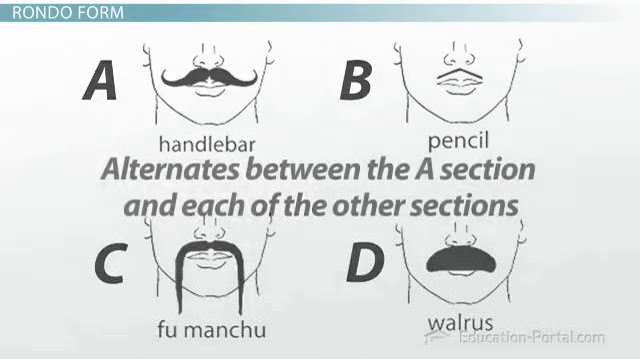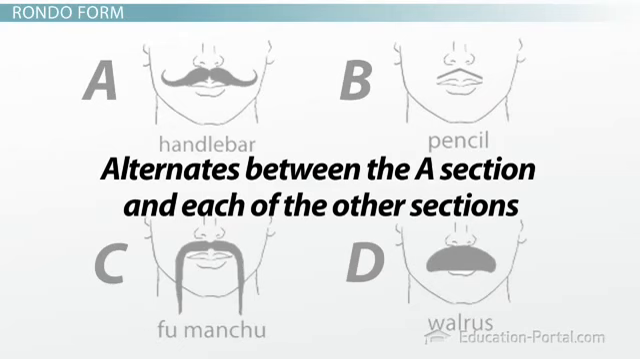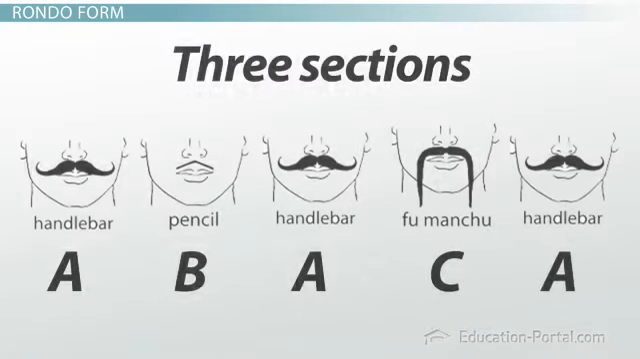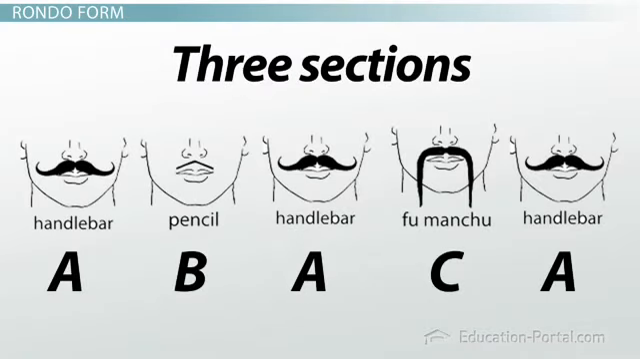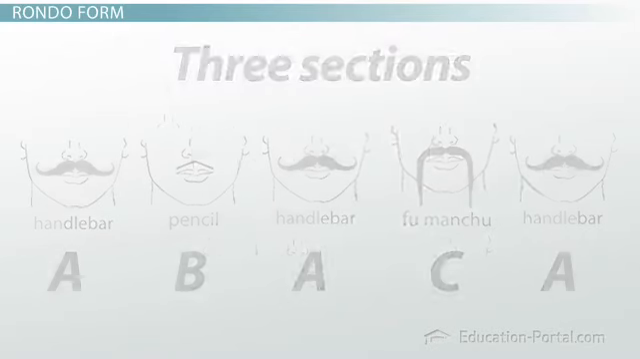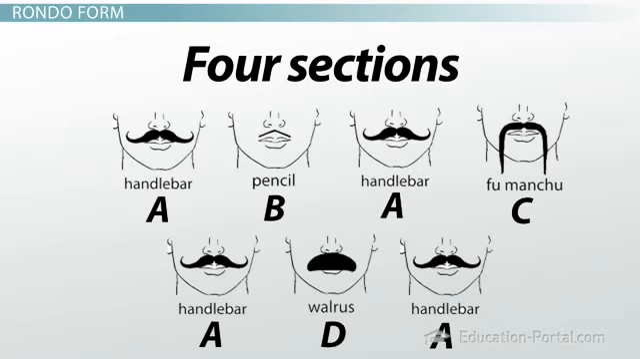The full rondo form alternates between the A section and each of the other sections. So a 3-section rondo form would be A, B, A, C, A, and a 4-section rondo form would be A, B, A, C, A, D, A.